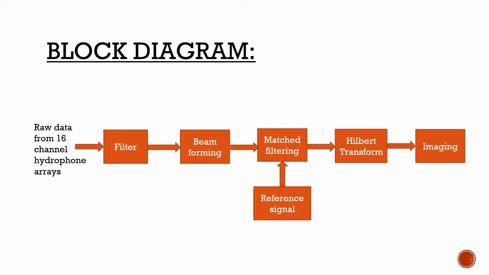Now coming to the basic block diagram of our project. This shows the main steps of our program code. Raw data from 16 channel hydrophone arrays given to filtering, then beamforming, match filtering with the reference signal, Hilbert transform, imaging. Based on these steps, we have divided our work to find the program codes for each step, combined it to get a whole program.